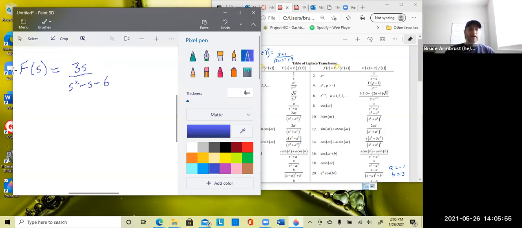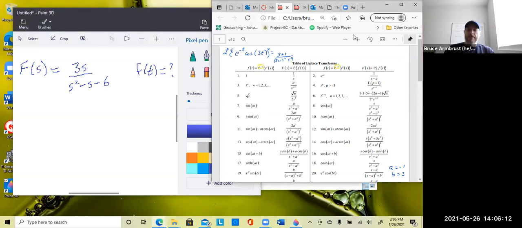I want to know, what does f of t equal? All right, so if we come back and look over here at the table of Laplace transforms, we want to see if we have a form that looks like this. And you'll notice that we don't exactly.